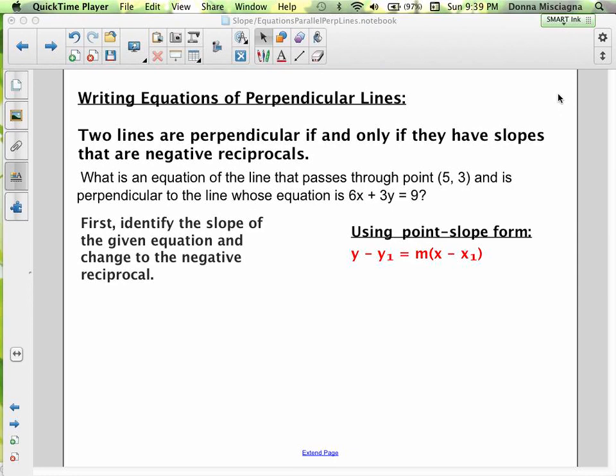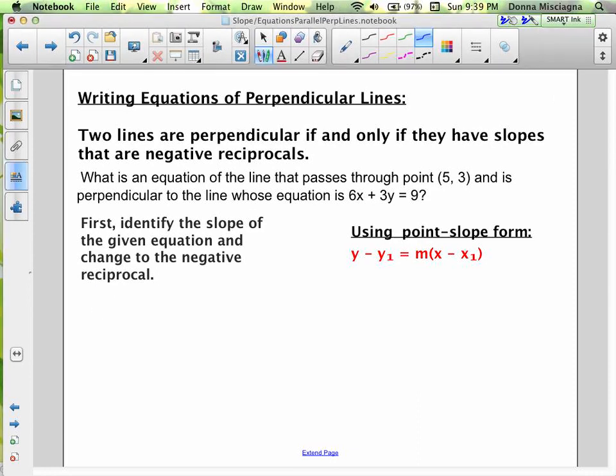First of all, we have to identify the slope of the given equation and change it to the negative reciprocal. If your equation is not in slope-intercept form, you're going to have to put it in slope-intercept form. Our equation is 6x plus 3y equals 9. The first thing we need to do is subtract 6x from both sides, and make sure you put it in front of the 9. So we have 3y is equal to negative 6x plus 9.